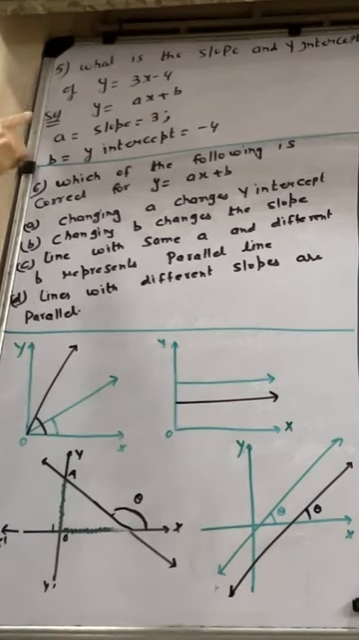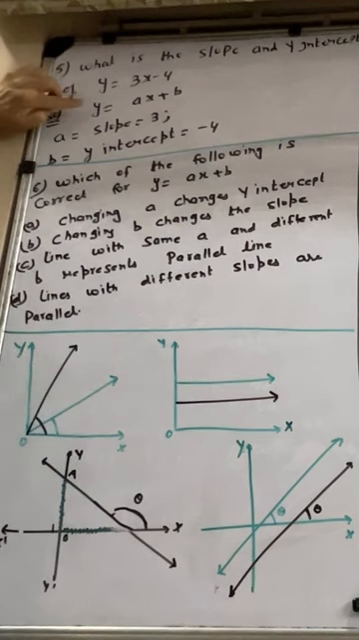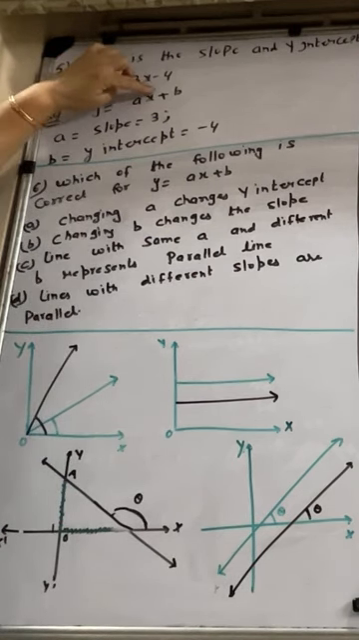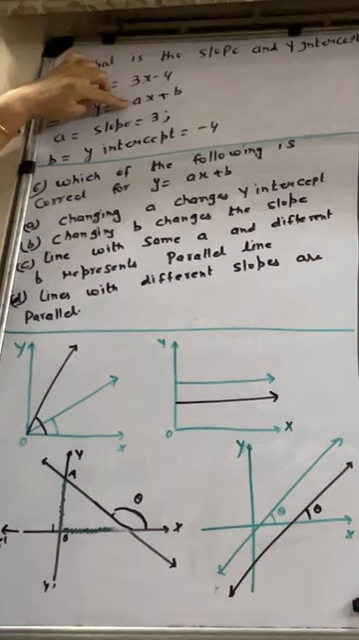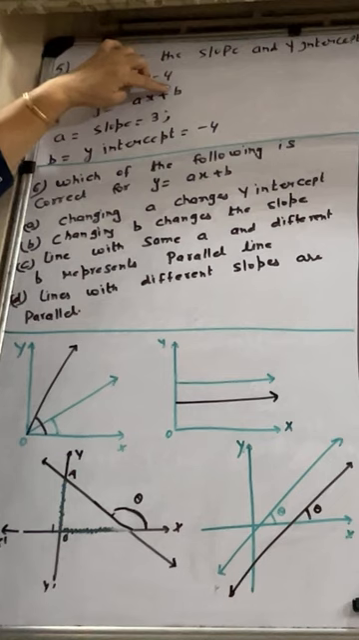So if we have a linear equation in this form, ax plus b, this is the standard form of the linear equation. Now, you know, a, the coefficient of x, represents the slope of the line, and the constant term represents the y-intercept, right?